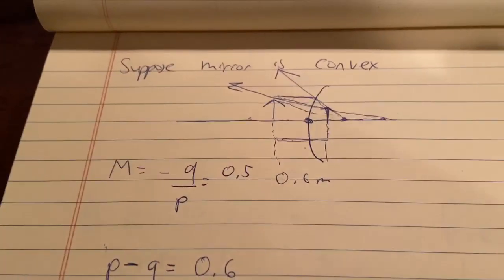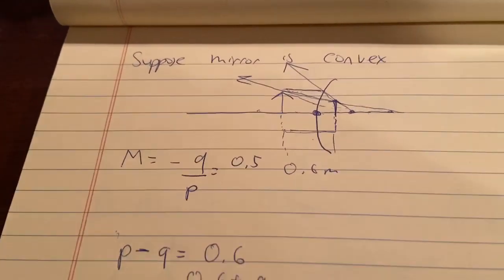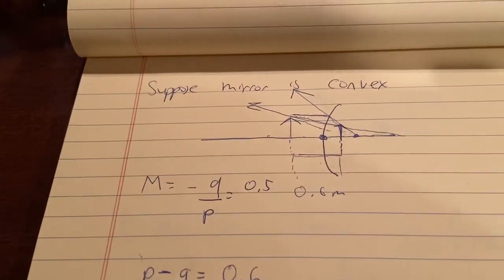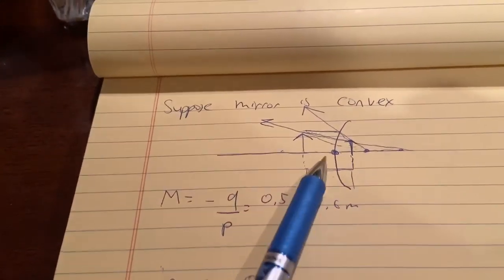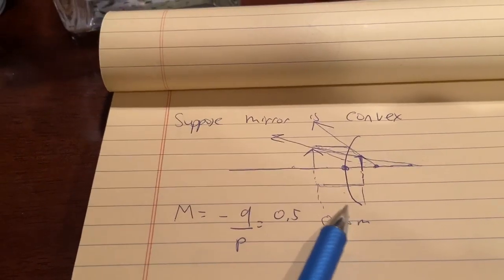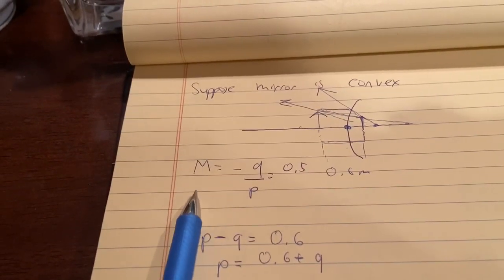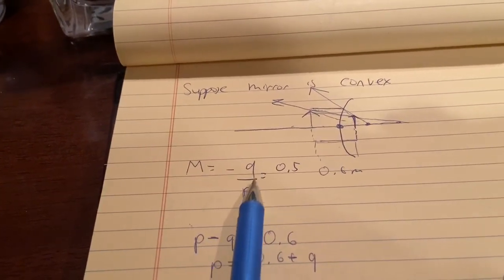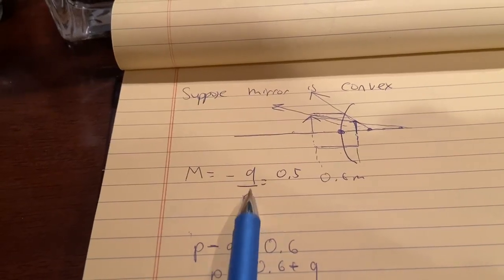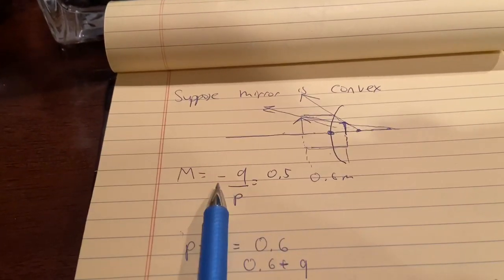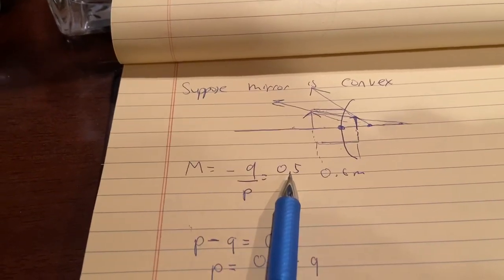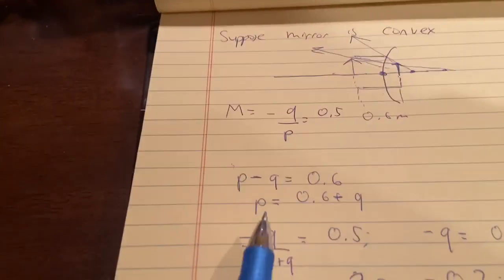All right, this is part 2 of problem 13. And in this particular case, as you can see, the mirror is convex. The magnification is given by the equation m equals minus q over p, the image distance over the object distance. Negative of that equals, in this case, 0.5. We'll be using that in a bit.